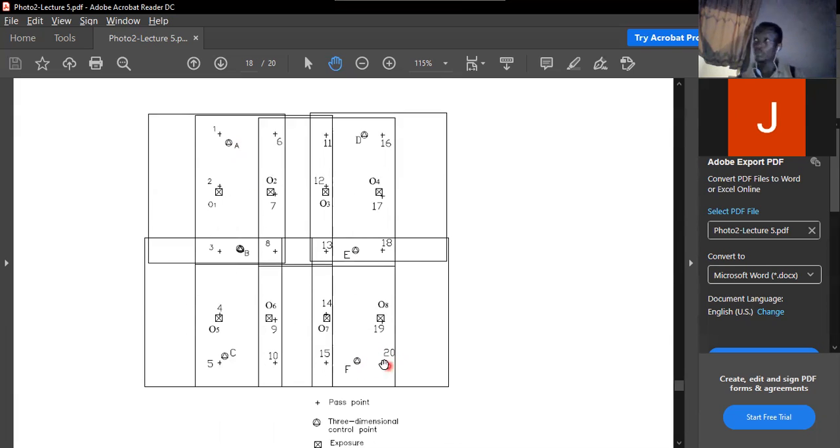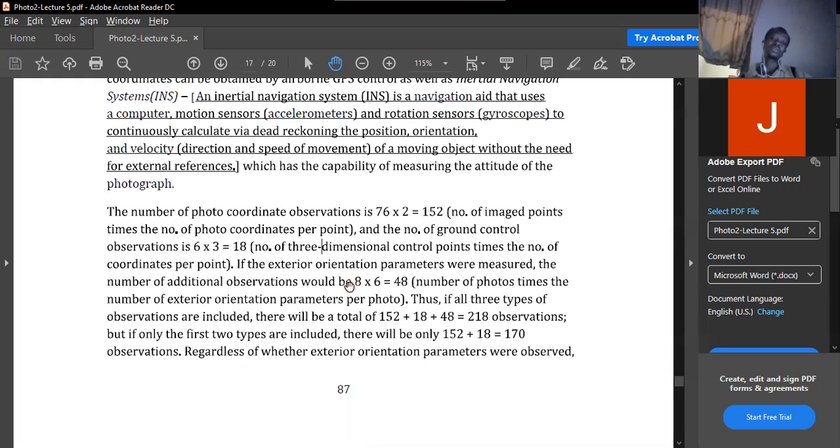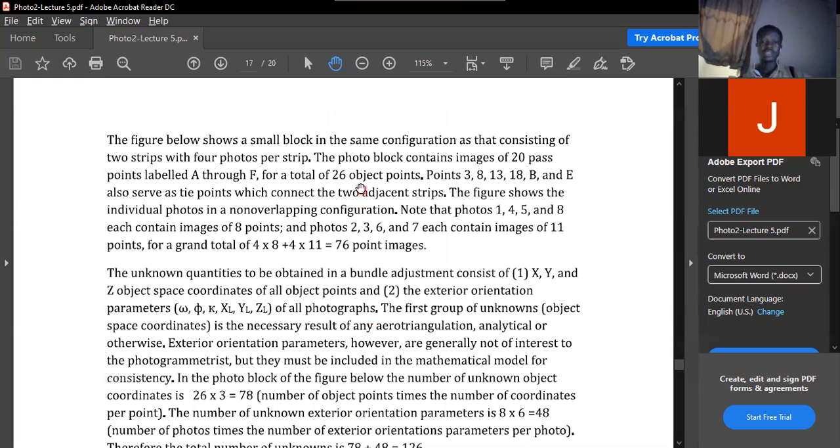This is why we have 26 object points. We have 20 pass points, which we can identify on the ground: 1, 2, 3, 4, 5, 6, 7, all the way to 20. Then we have 6 control points, A, B, C, D, E, F. These are X, Y, Z, horizontal and vertical control points. That's 6. So that gives us, for starters, 26 object points. That's one of the things that we do in this area of bundle block adjustment. It's like the quantities of photogrammetry.